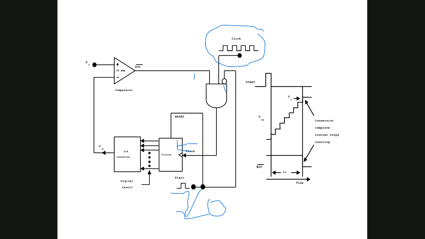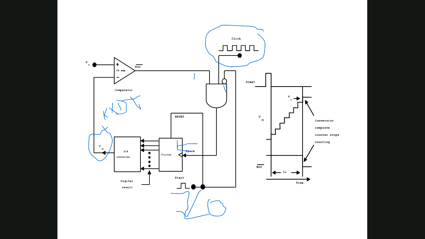When the clock starts coming here, what will happen? This counter will start counting. Clear? So it will count 0000, 0001, 0010, 0011, and so on. It will start counting. This VAX will start incrementing. Why? Because it is K times the digital input.